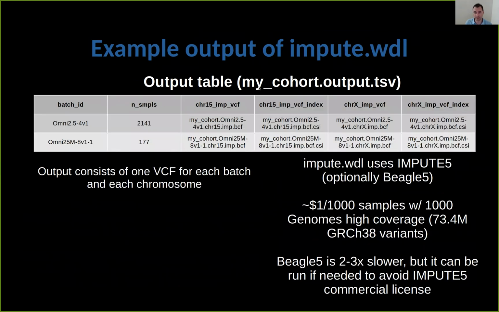If everything goes well, we're going to get as an output again a table with a list of VCFs, and we're going to obtain one VCF for each batch and for each chromosome that we have asked to impute.